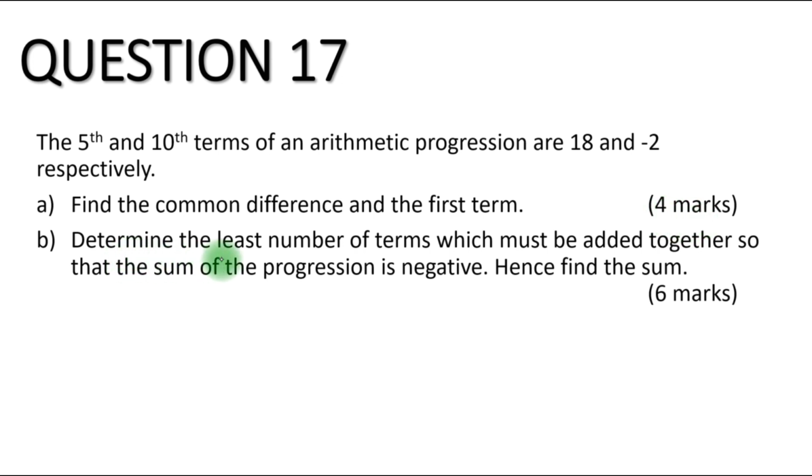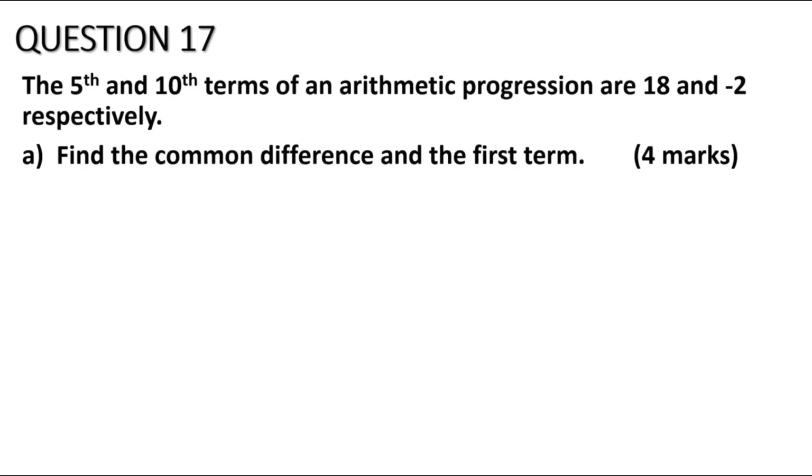Then part B, determine the least number of terms which must be added together so that the sum of the progression is negative. Hence find the sum. So it's so important we look at the application of arithmetic progression in sequence and series. The 5th and 10th term of the AP are 18 and -2 respectively, so we need to find the common difference and also the first term.